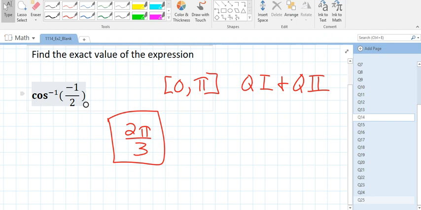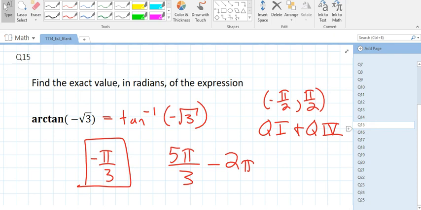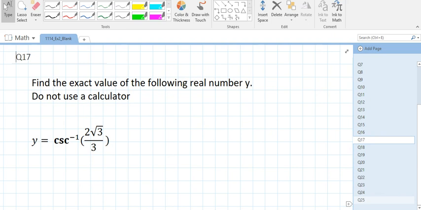So if you look at 15, notice my interval has parentheses. So if my answer was pi over 2, would I like pi over 2 or not? No, because it's a parenthesis. That's why you see the brackets and parentheses on there.